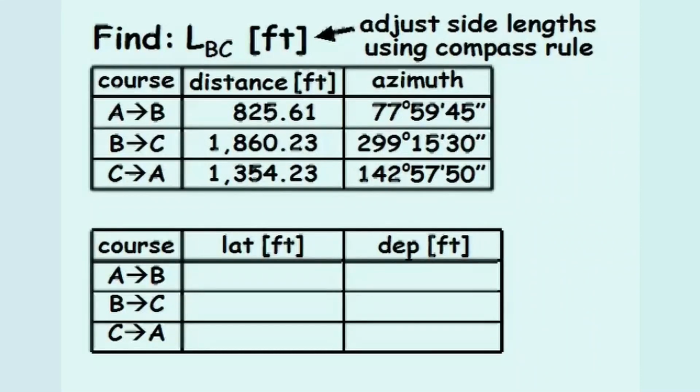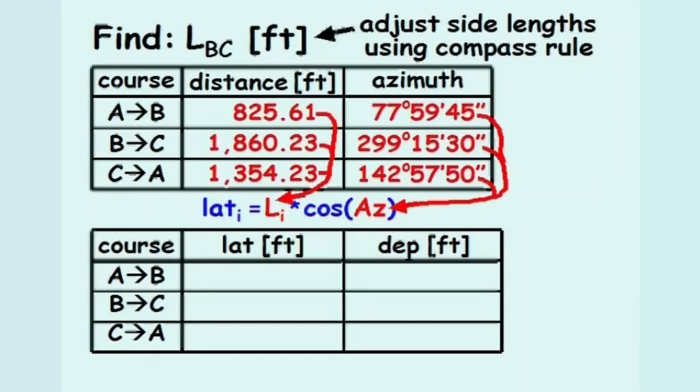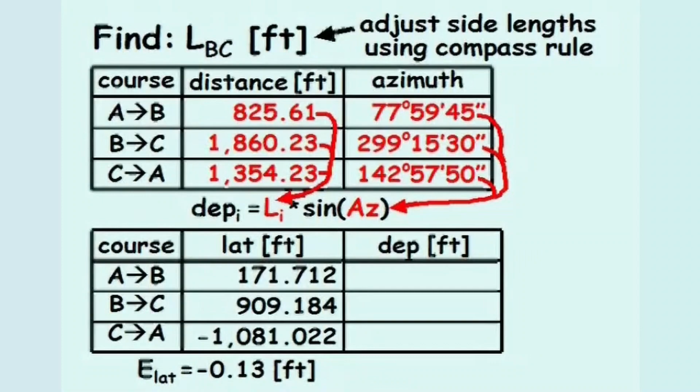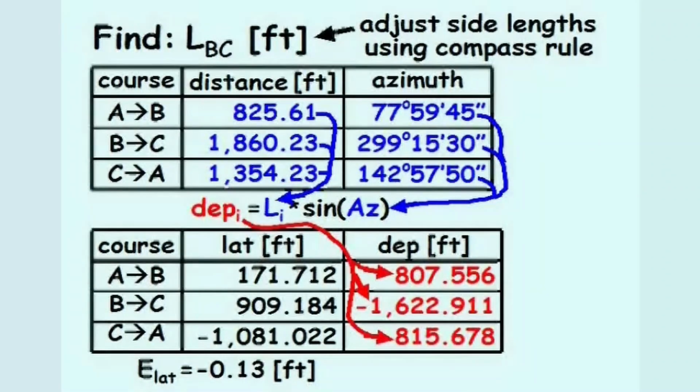As mentioned before, the latitude of a course equals the length of the course times the cosine of its azimuth. This makes the error in latitude equal to negative 0.126 feet, which will round to negative 0.13 feet. The departure values are computed the same way, except they use the sine of the azimuth value, not the cosine. And the error in departure equals 0.323 feet, which will round to 0.32 feet.